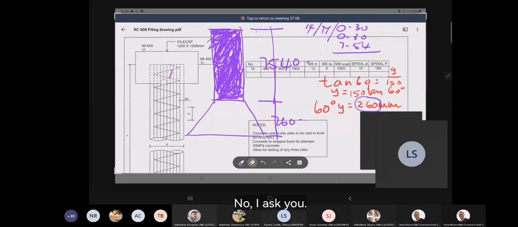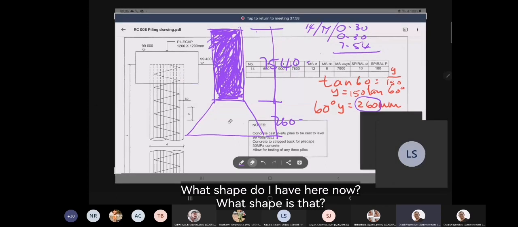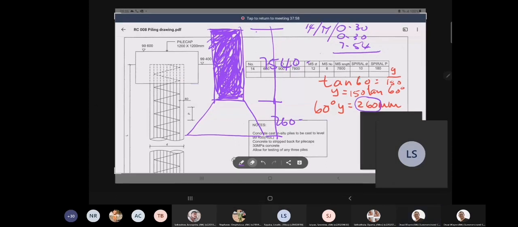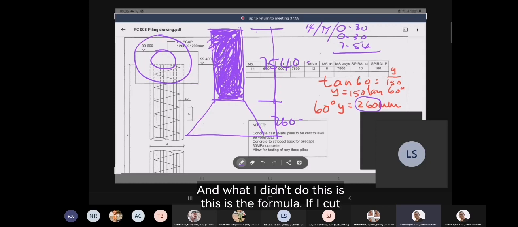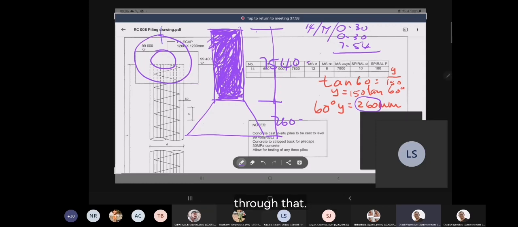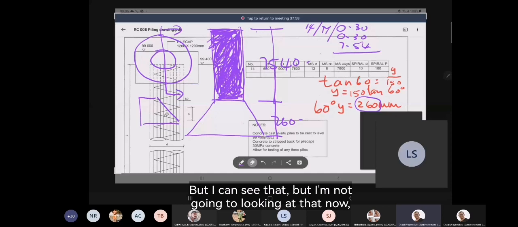Now I ask you, what shape do I have here now? What shape is that? That's the shape that I have now. I now have a partial what? I have a partial pyramid, isn't it? And this is the formula where if I cut through that, this is the shape that I have. And I can see there. But I'm not going to be looking at that now.